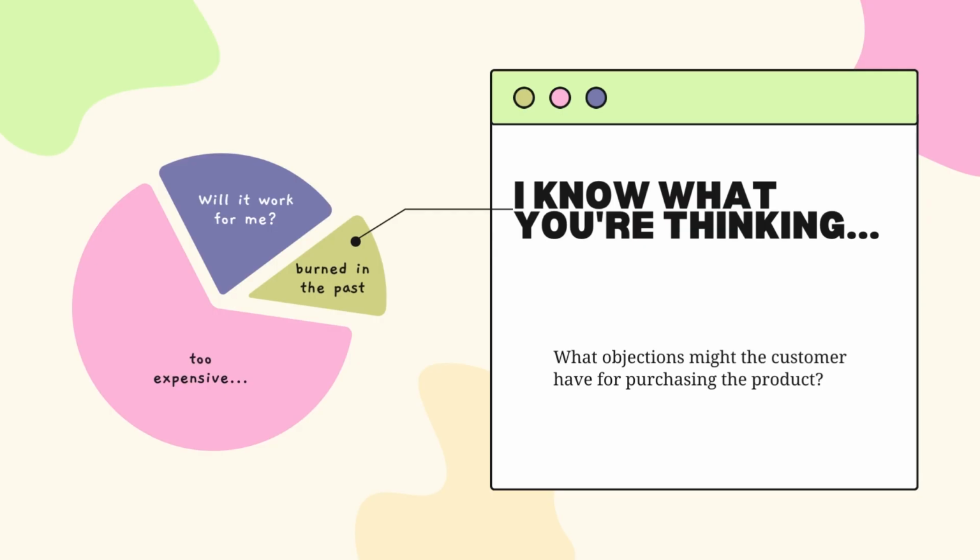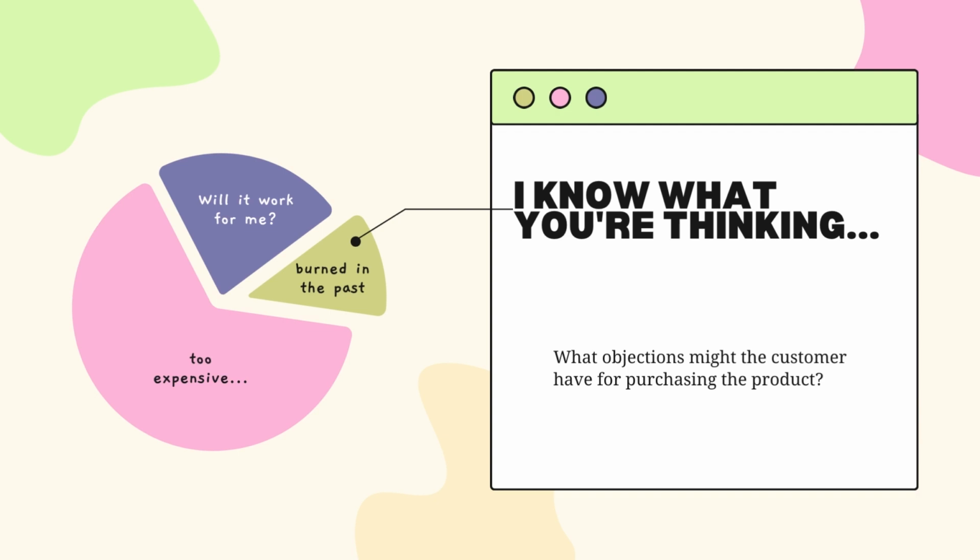Okay, so once you've gone through that, the next thing you want to do on your sales page is address common objections. So ask yourself, what sort of objections might the customer have for purchasing this product? Why would they not want to buy? Common objections are, well, it's too expensive. I've tried other things like this in the past and it didn't work. I'm not sure that this particular product is right for me. It's going to vary product to product.